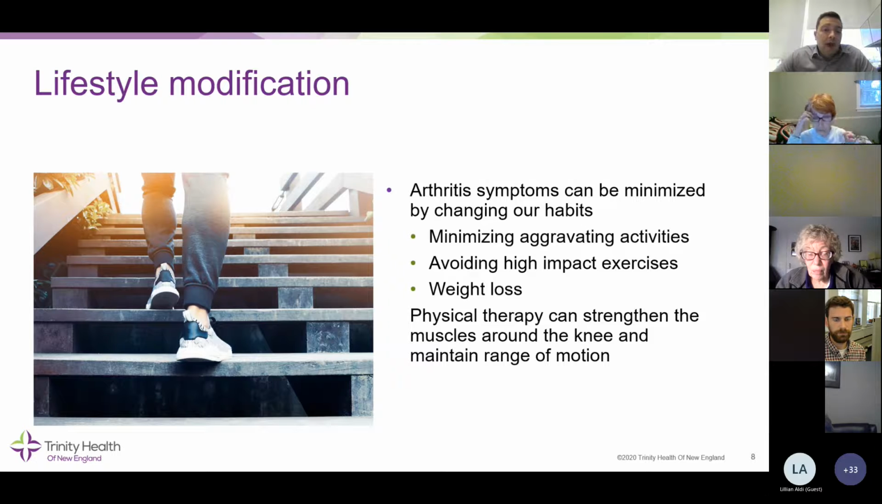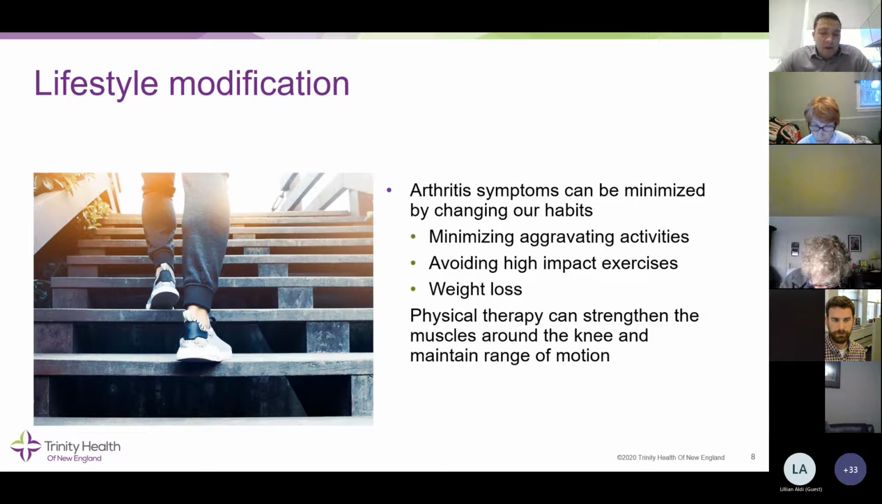People need to avoid high impact exercises. So running and doing things like jumping up and down typically are not good because it increases the amount of stress across the knee. The other thing people can do is lose weight. They say that every 1 pound of body weight that we lose is 5 pounds of pressure off the knee, which, add it all up, a 10-pound weight loss is 50 pounds less pressure on the knee. It takes a lot of stress off of it and helps decrease your symptoms.